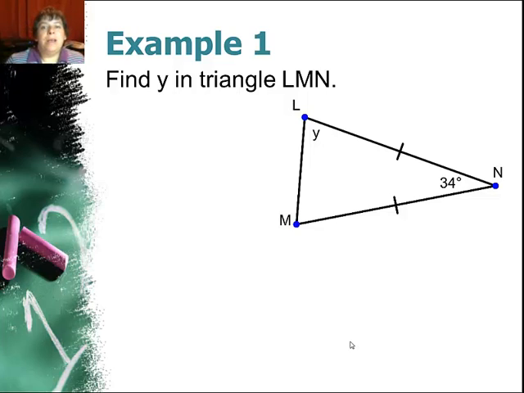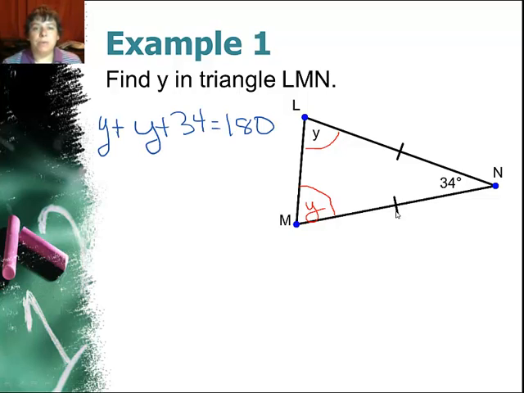So we're going to find y in triangle LMN. I don't have any angles marked, but you can see that two sides are congruent, so we can assume that this is an isosceles triangle. If it's an isosceles triangle, then that means the two base angles are congruent. So I went ahead and marked them congruent, and I put a y down here since they're both equal in measure. Then I can use the triangle sum theorem, which says that each of the angles, when you add them, equals 180. So y plus y plus 34 is 180.